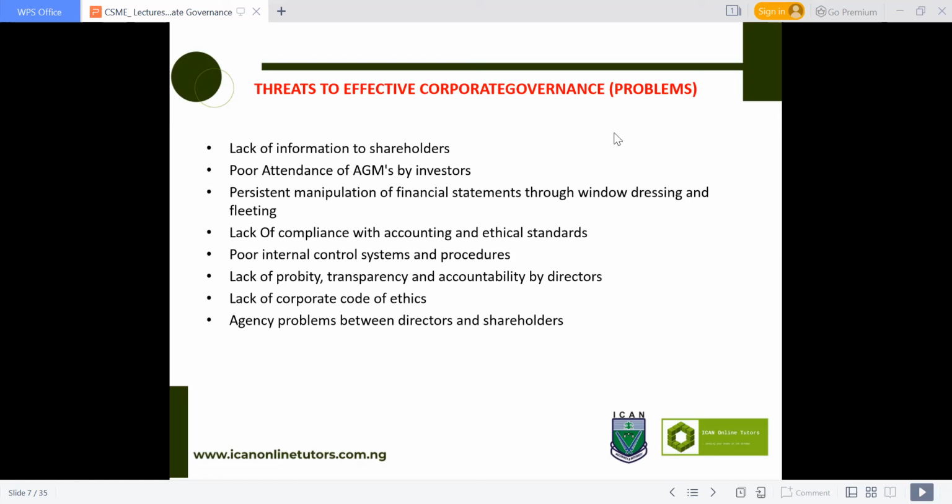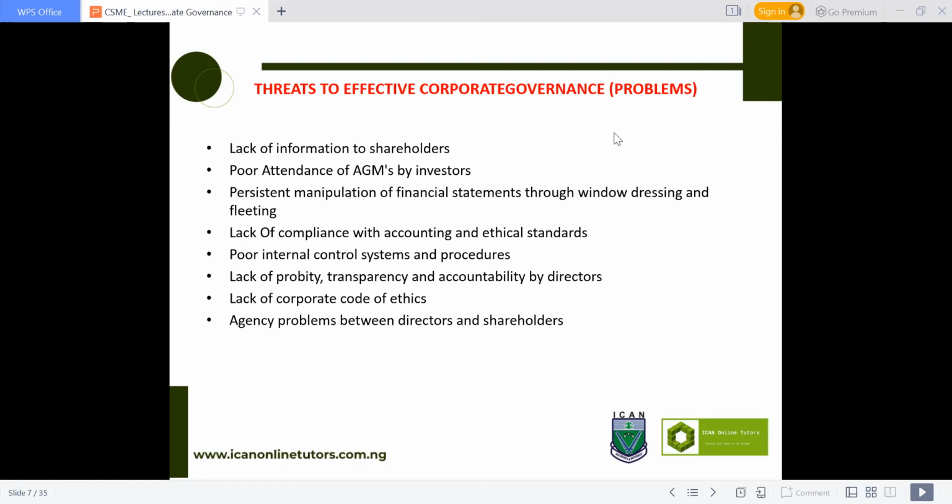We'll be talking about the internal control system in corporate governance as well. You have to have a good internal control so that it will safeguard the assets of the company, so that it will ensure adherence to management policy, and so that it can also eliminate fraud. So if you have a poor internal control, it is also a threat to effective corporate governance.